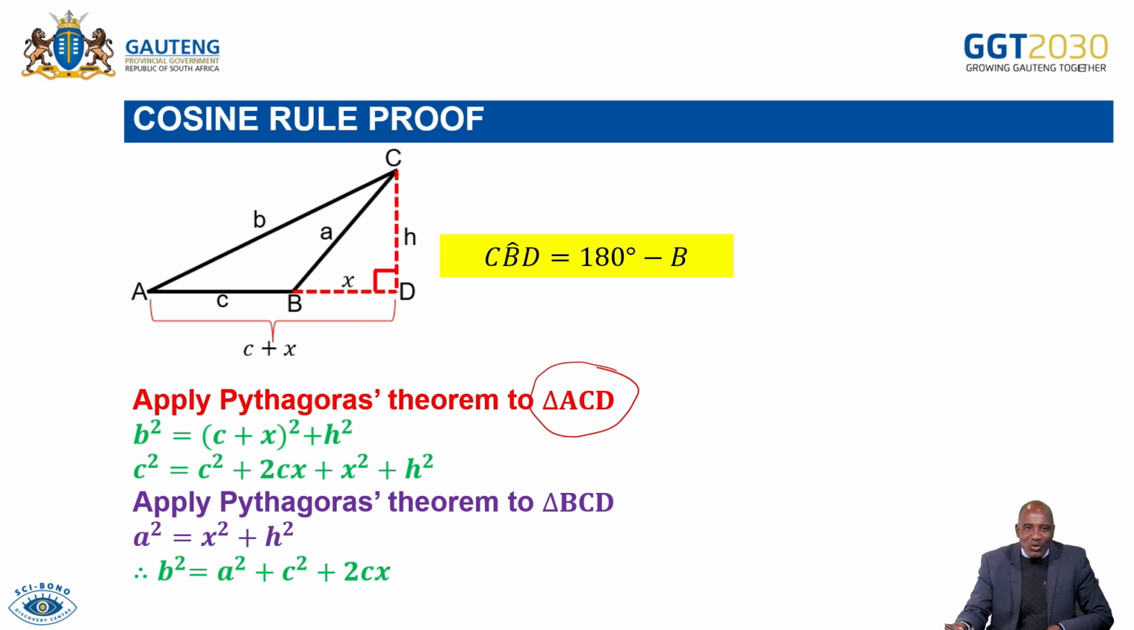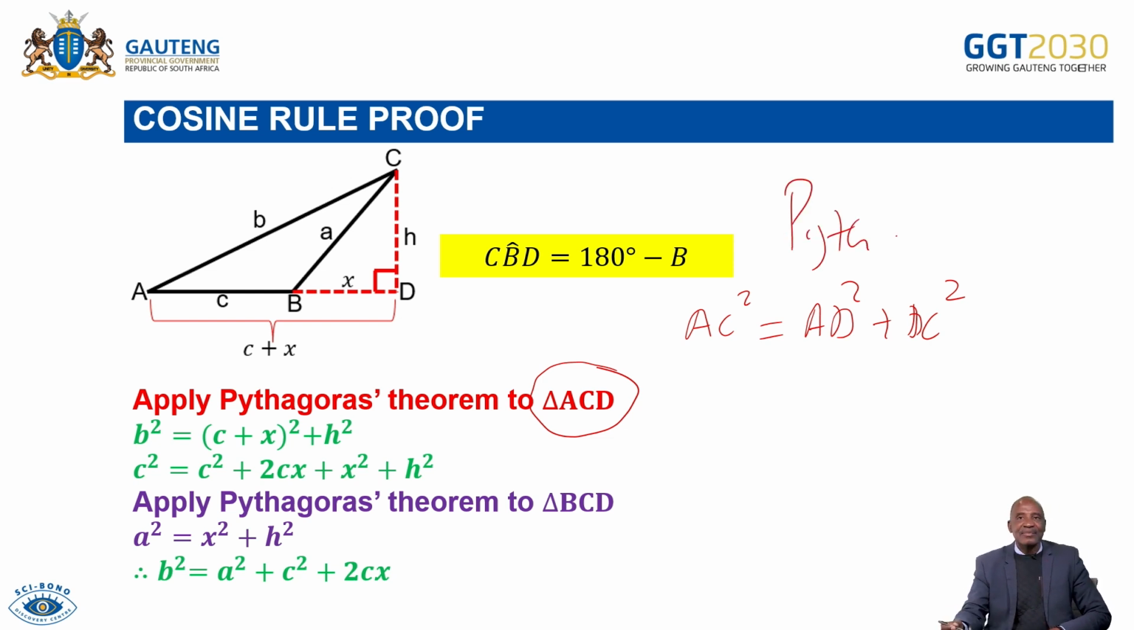We are saying B squared is equal to C plus X squared. In actual fact, we are saying AC squared equals AD squared plus DC squared. That is your Pythagoras' theorem. Right. Now, replacing, our AC is B, so we're going to have B squared. Our AD is C plus X, then we square. Then our height is our DC, which is H. Then we expand and simplify.